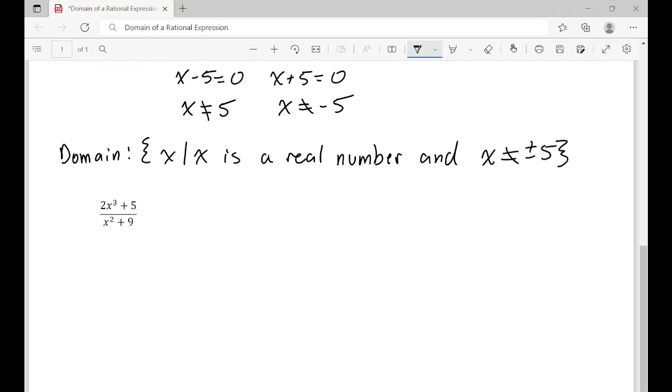Last, x squared plus 9. So x squared plus 9 equals 0. And this is the sum of squares. There's no way to factor it down. And there's no way to get a negative 9 because anything squared is a positive number. So this has no problems. So no numbers are excluded.